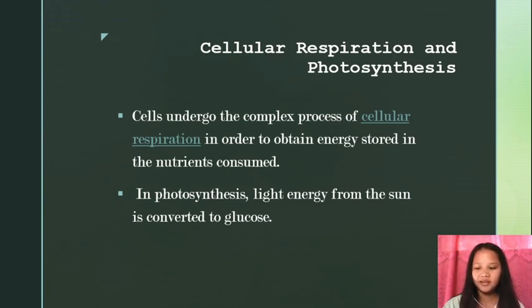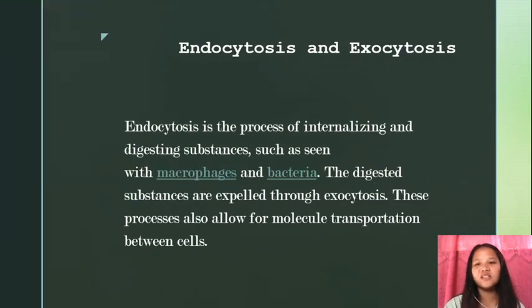We have also endocytosis and exocytosis. Cells also perform the active transport processes of endocytosis and exocytosis. Endocytosis is the process of internalizing and digesting substances, such as seen with macrophages and bacteria. The digestive substances are expelled through exocytosis. These processes also allow for molecular transportation between cells.